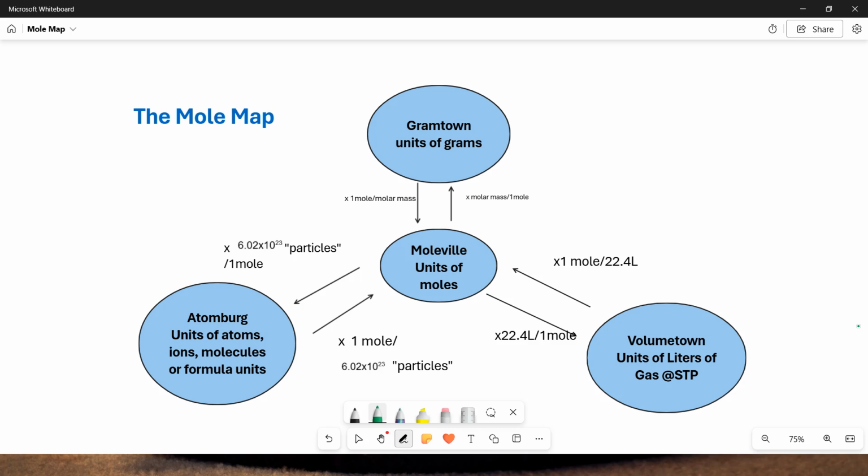So just let's quickly look at the map before we set the problem up. Looking at this map, I am given 150 grams of calcium. So I am starting in Grahamtown. They want me to calculate moles. So I am going to take my given and I'm going to multiply it by this relationship, 1 mole over the molar mass. The molar mass is going to come from the periodic table. So I will have to look calcium up here when I set the problem up.